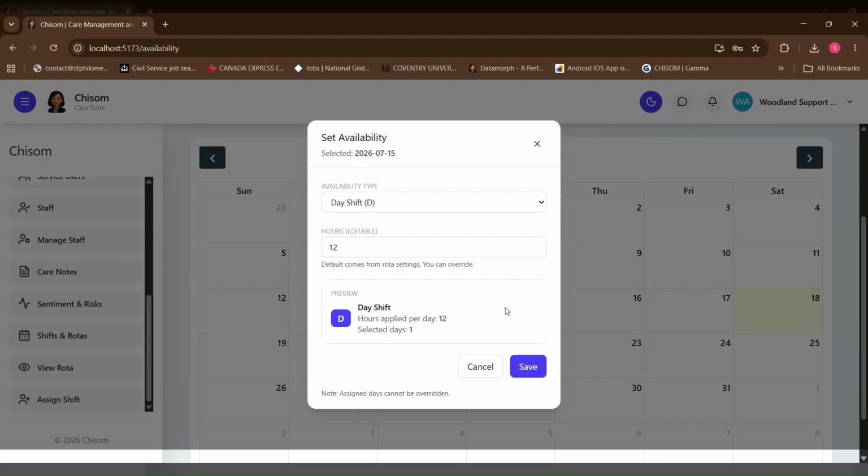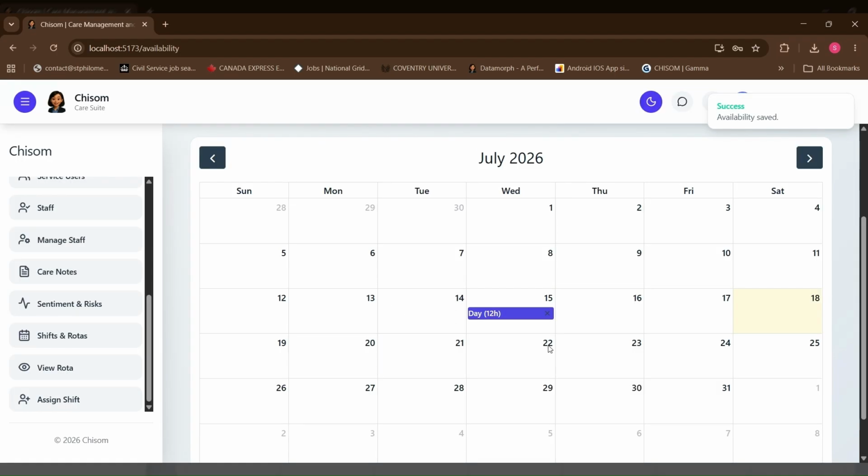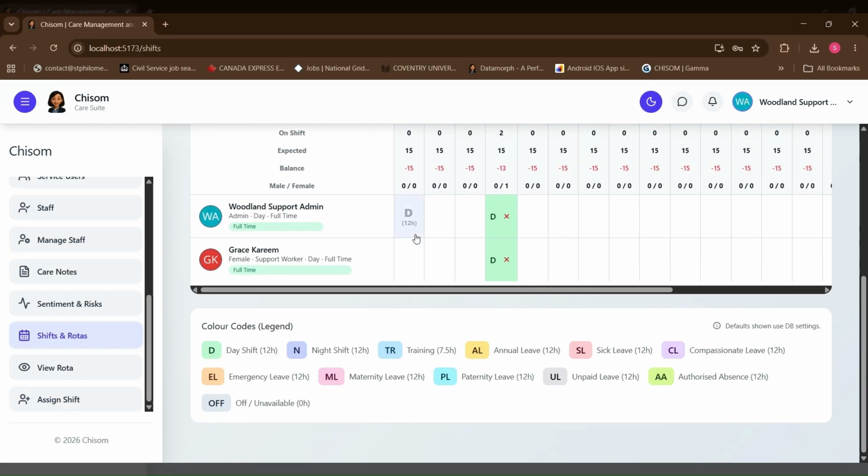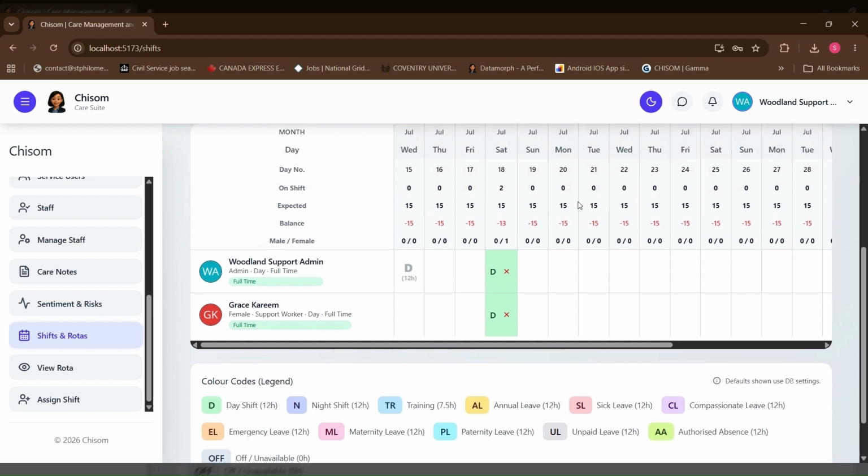Let's say, for instance, I click on this, then save availability. Notice this is the 15th, right? The 15th of July. Then if I come to shift and go to the 15th of July, you'll be able to see something. It's showing as D. What does this D mean? This D means that this is the requested shift. That Woodland support admin requested a shift on this day. And why? Because I went to request a shift.